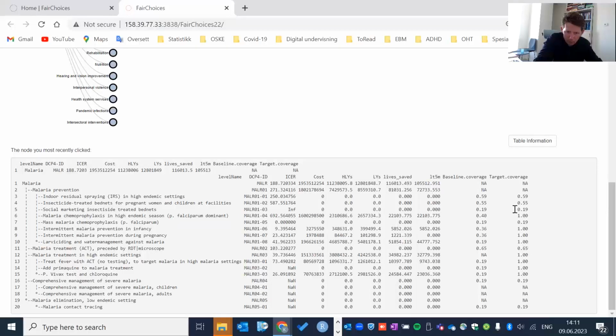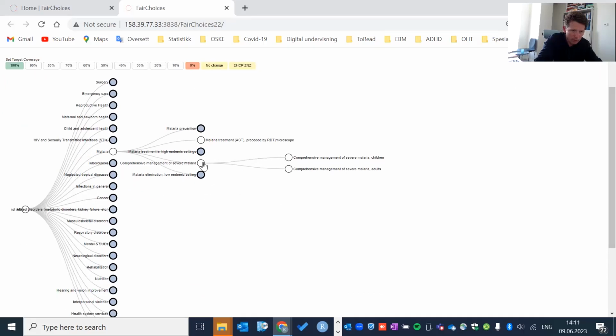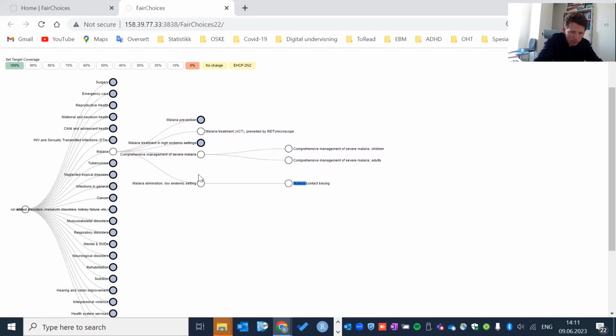But maybe they would want to give some priority to, or they can do it manually. Maybe they want to give some priority to the comprehensive management of severe malaria. Then you can add those to the program by just clicking 100% when you're standing in the tree here. Maybe you even want to include the malaria contact tracing. You can give it 100%.